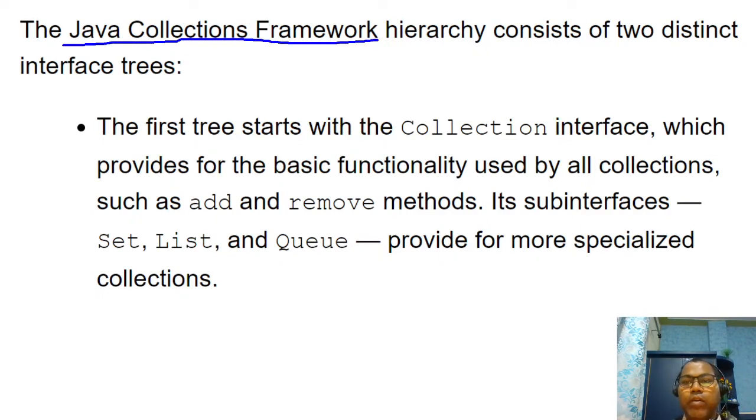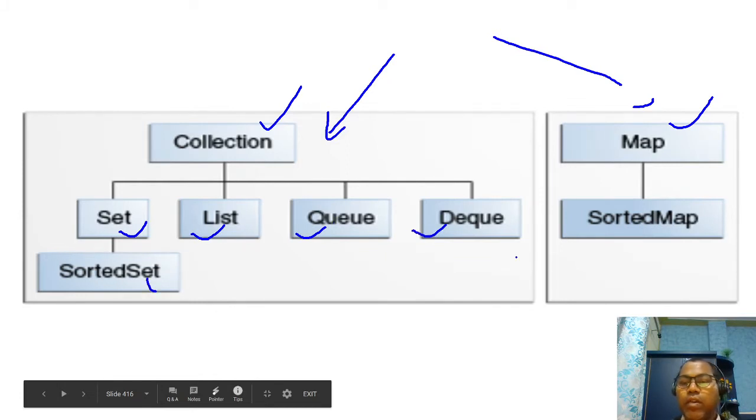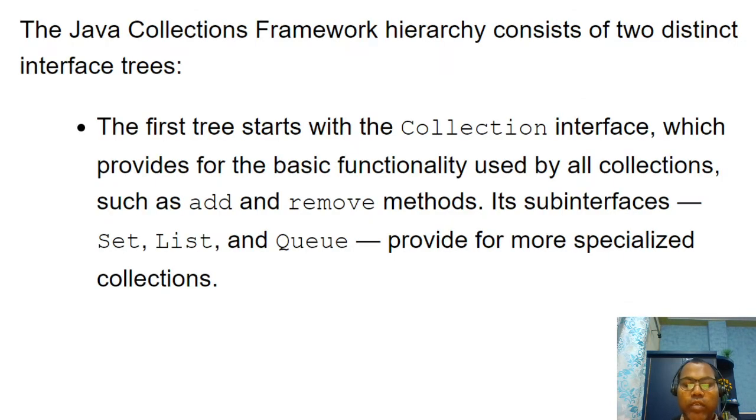The Java collections framework majorly has two hierarchies, one about your collection, one about your map. First we start with the collection interface. If you look at the image here, all are interfaces. Collection is one interface, map is another interface, list is an interface, set is an interface, queue is an interface, Deque is an interface, sorted set is an interface, and sorted map is an interface. As per the use case, this set of interfaces is defined by Java.